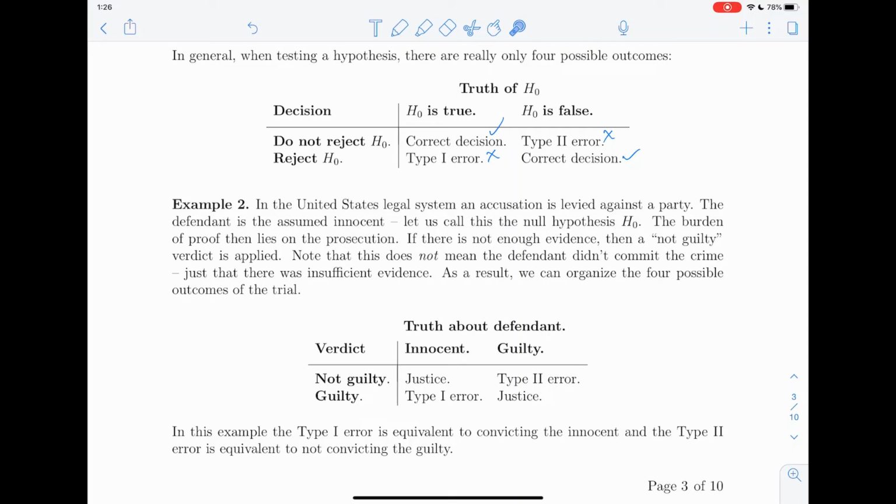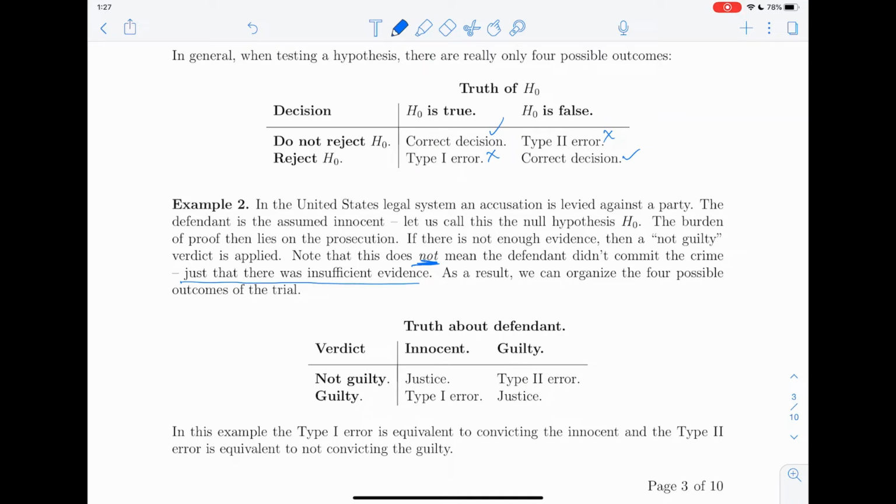So we're going to call the null hypothesis H0. We're going to call this assumed innocence. Then the burden of proof lies on the prosecution. And then we say that if there is not enough evidence, then we declare the defendant not guilty. But you should note here that declaring a defendant not guilty does not in any way imply that the defendant didn't commit the crime. It only implies that there was insufficient evidence.